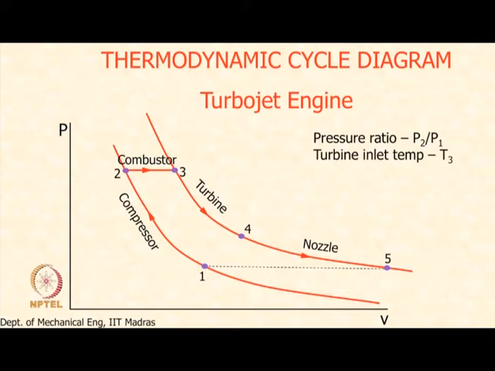Important parameters for a turbojet engine are the pressure ratio P2 over P1 and the turbine inlet temperature T3. These are the only adjustable parameters in the cycle. These are the quantities we can adjust, and depending upon the values for these quantities, we then get different values of thrust and different sizes for the engine and so on. Okay. So these are the two important operating parameters for the engine. Once you fix this, everything else is fixed. Right.